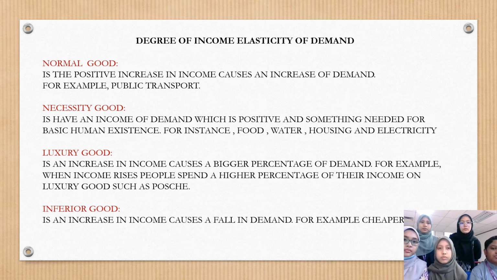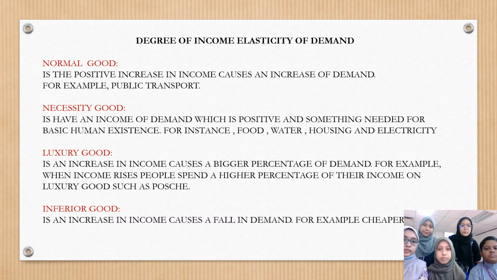A normal good is one where a positive increase in income causes an increase in demand, for example, public transport. A necessity good has an income elasticity of demand that is positive and is something needed for basic human existence, for instance, food, water, housing and electricity. A luxury good is one where an increase in income causes a bigger percentage increase in demand.